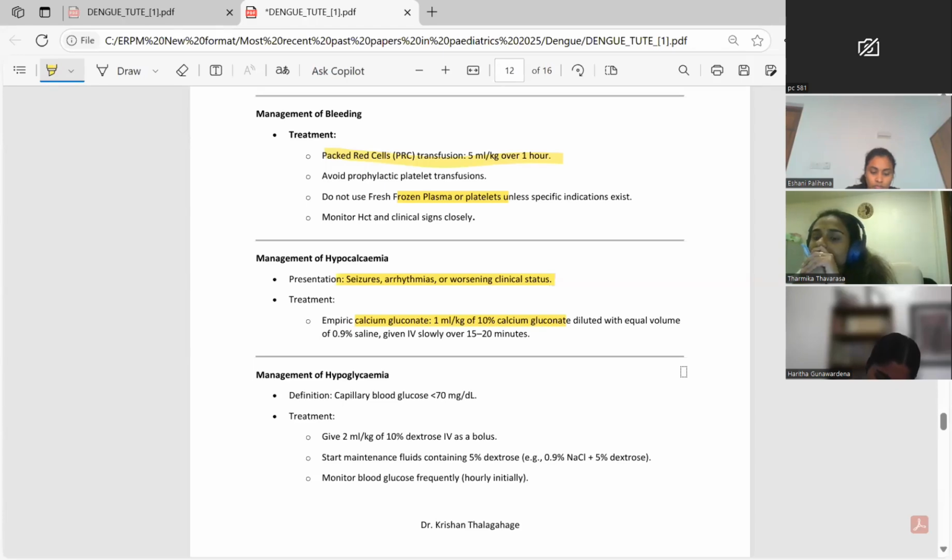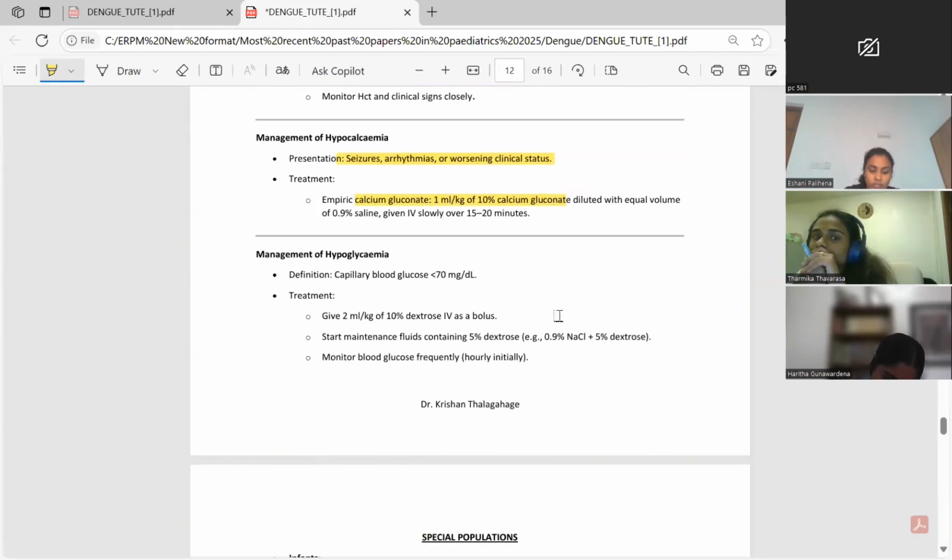Right? That is why I made it like 16 pages or so. So management of hypoglycemia. When the sugar is less than 70 milligrams per deciliter, that is hypoglycemia. If you go by millimoles, around less than 4 millimoles is hypoglycemia. Then you give 2 ml per kilo, 10% dextrose bolus, followed by infusion of 5% dextrose or normal saline with 5% dextrose.